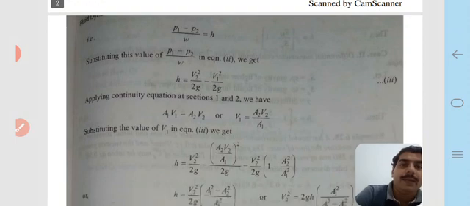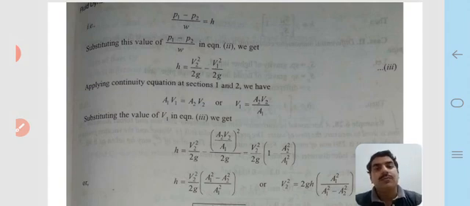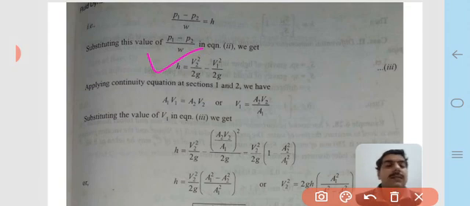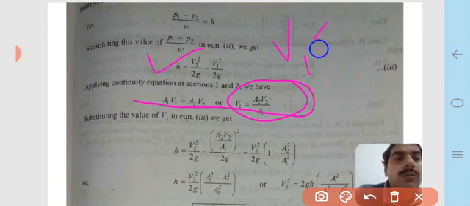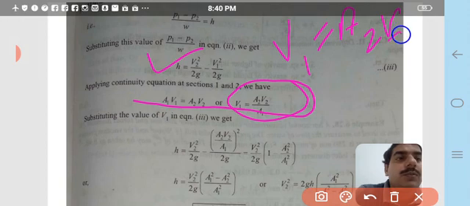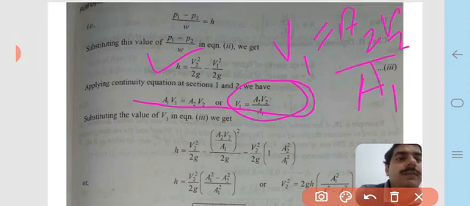The throat ratio d2/d1 varies from 1/4 to 3/4. It is the variable part. Now substituting these values in the second equation, we get h = V2²/2g - V1²/2g. Applying the continuity equation, A1V1 = A2V2, and therefore V1 = A2V2/A1.